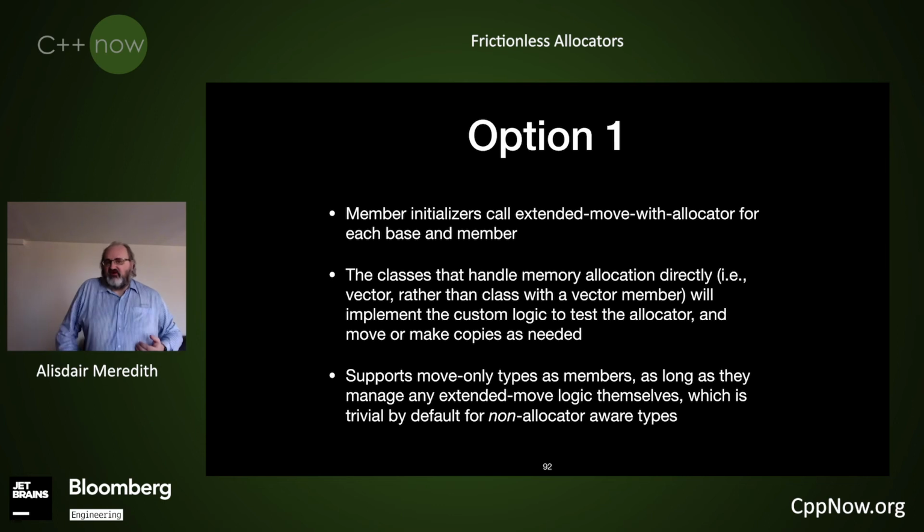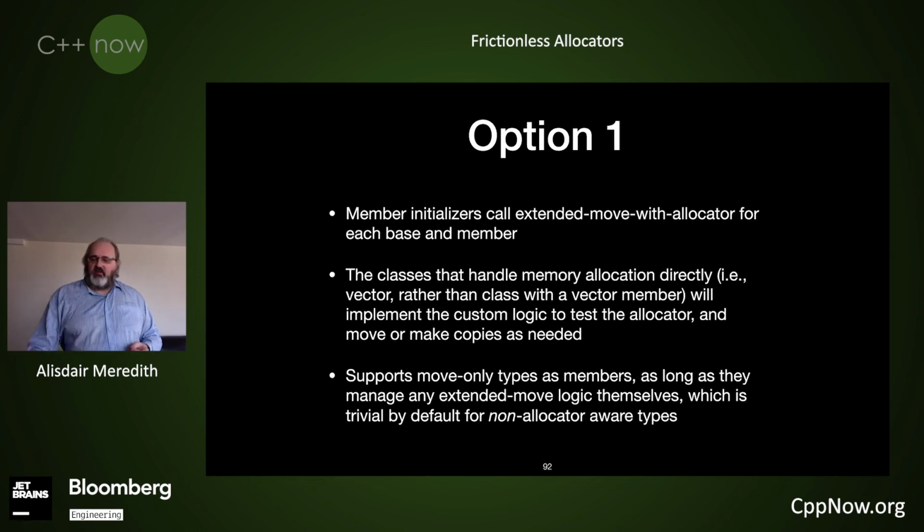The idiom I was strongly tied to is, it's just like any other constructor. If I'm calling move with allocator, I call move with allocator on all my bases and members. And if that particular base or member doesn't support an allocator, say it's something like standard mutex, a move-only type, I just end up calling the regular move constructor rather than passing the allocator down to it.